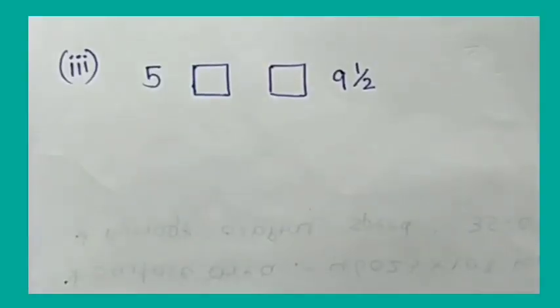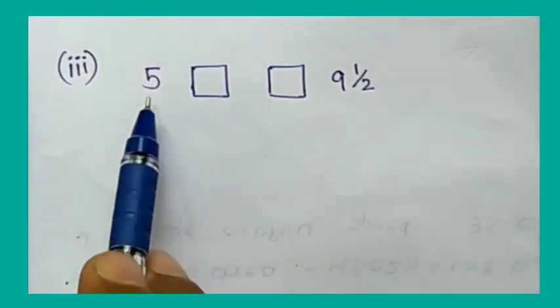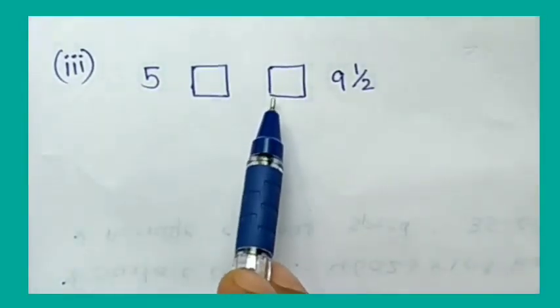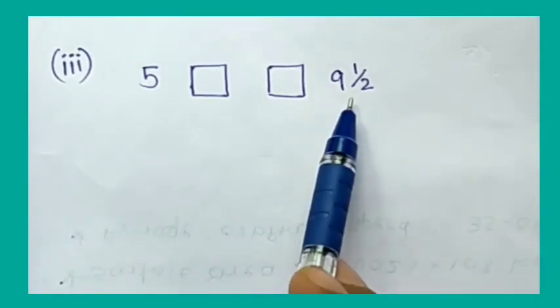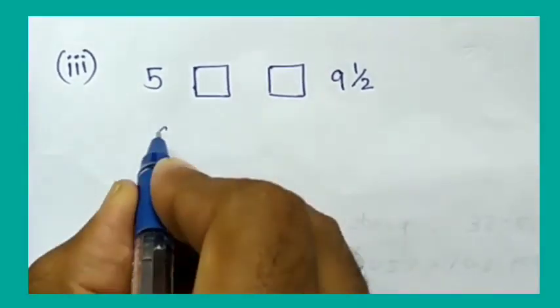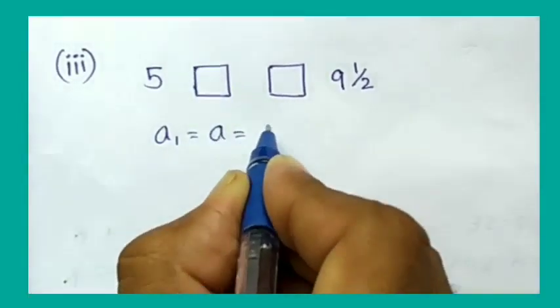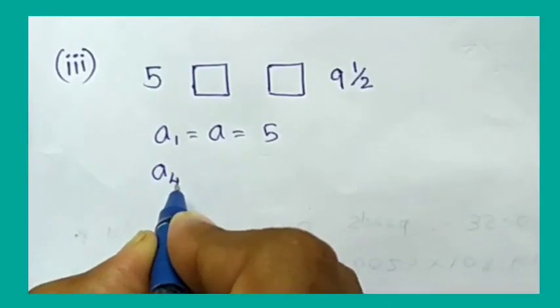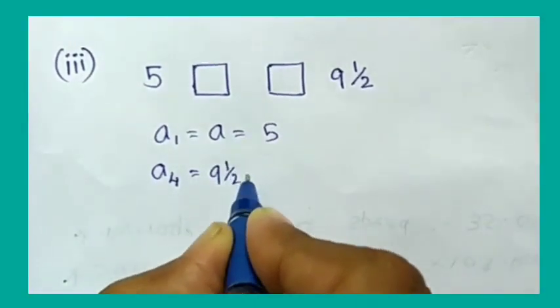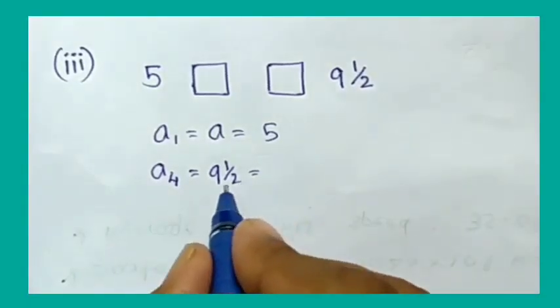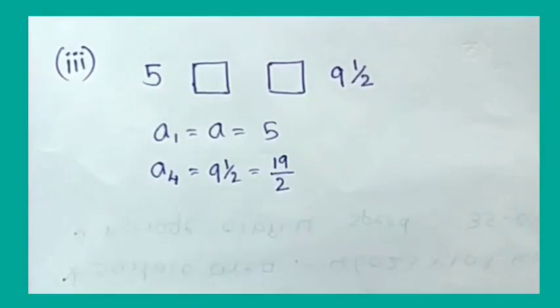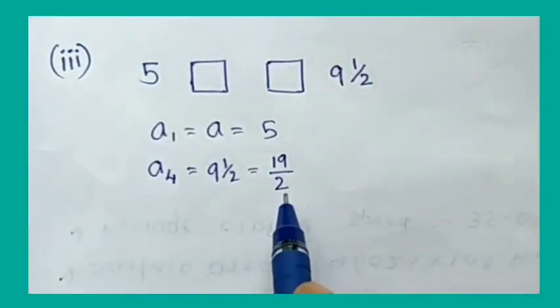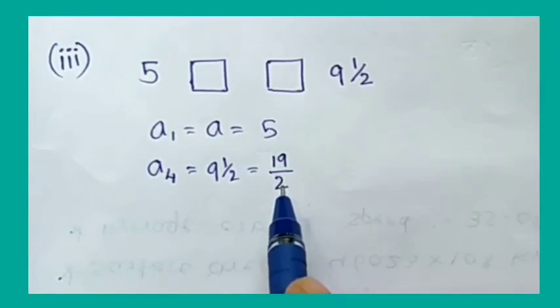Now in the third question, they have given A1, A2 is not there, A3 is not there, directly they have given A4, which is in fraction form, a mixed fraction, that is 9 integer 1 by 2. So write the first terms. They have given A1, that is our A, that is 5, and A4, 9 integer 1 by 2. How to write this as an improper fraction? 2 nines are 18, 18 plus 1, 19 by 2. It will be easy for our calculation if we keep it in fraction form.